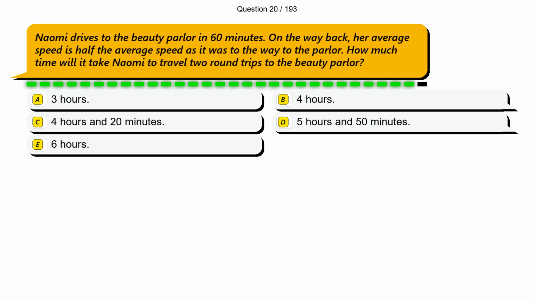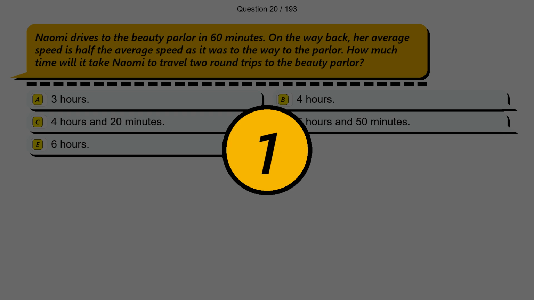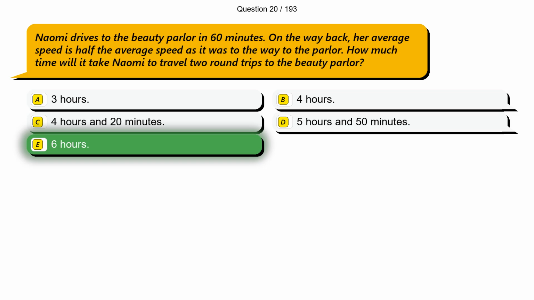Question 20. Naomi drives to the beauty parlor in 60 minutes. On the way back, her average speed is half the average speed as it was on the way to the parlor. How much time will it take Naomi to travel 2 round trips to the beauty parlor? Option A, 3 hours. Option B, 4 hours. Option C, 4 hours and 20 minutes. Option D, 5 hours and 50 minutes. Option E, 6 hours. The correct answer is option E, 6 hours.